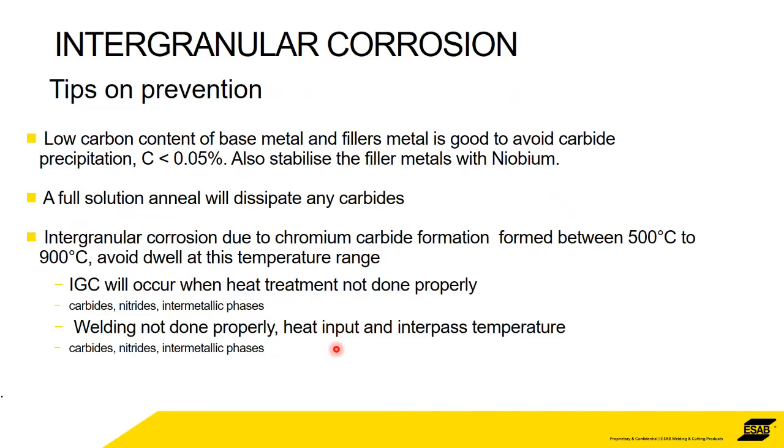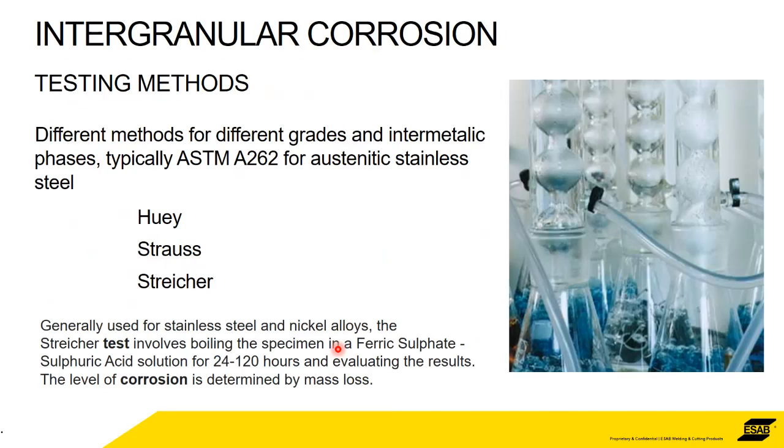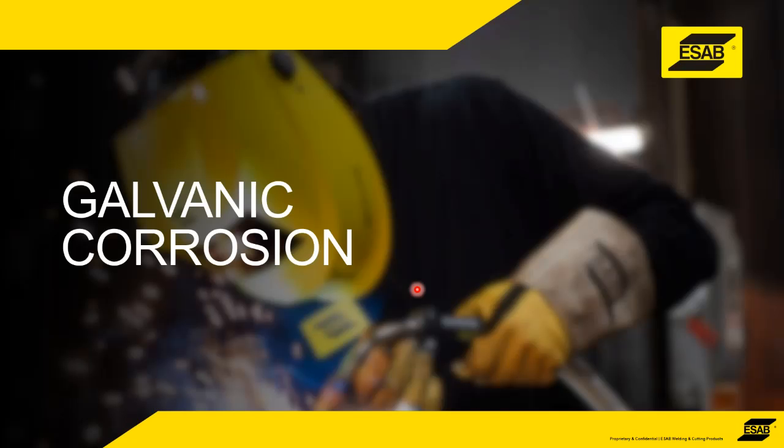Heat treatment, welding. Follow the guidelines. The methods for testing intergranular corrosion, it's this ASTM A262, for example. So the buzzwords, things like Huey, Strauss, and Streicher, are 3 different methods for testing intergranular corrosion. They're slightly different, and depending upon which alloy you want to test is which one you would use. But those would be the buzzwords to look out for.